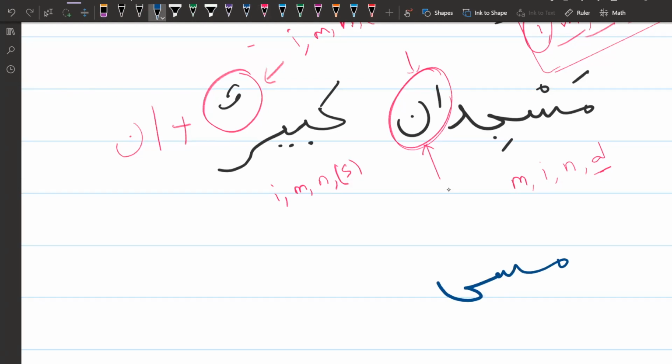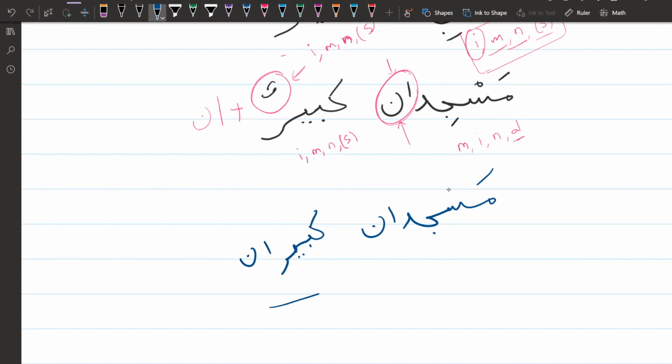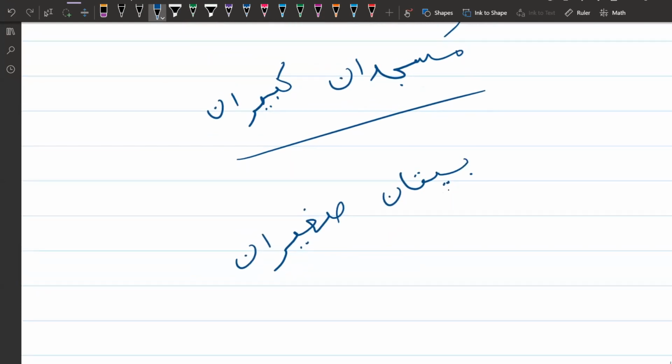Answer would be masjidani kabirani, as sister pointed out, kabirani. Now we're saying two big mosques. Get it, guys? Baytani sagirani. Two small houses.